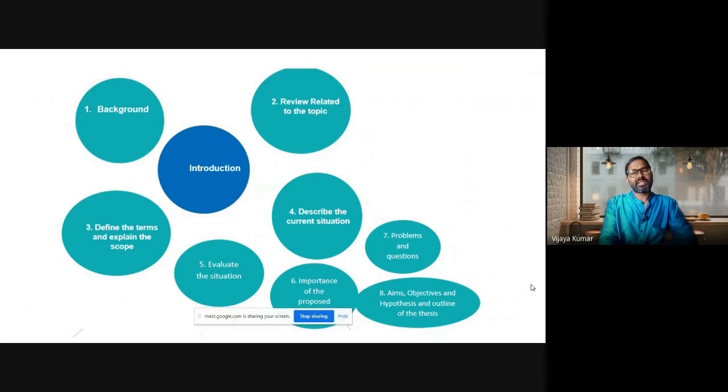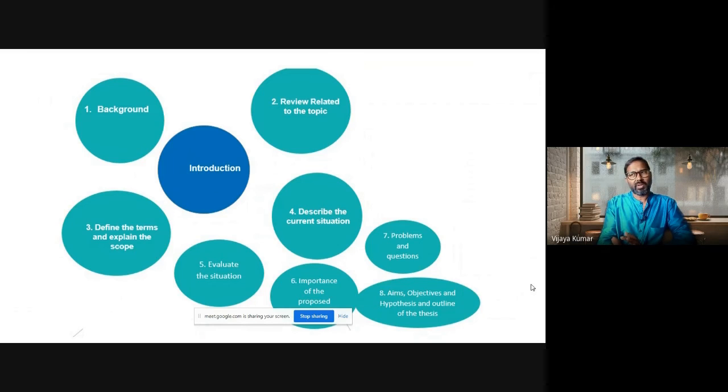And then you will be describing the current situation. What is the current situation? And after that, you will evaluate the situation. Then you may comprehensively discuss the importance of your proposed research, on why your proposed research is very important and significant. And based on that, you will be focusing on the research problem.